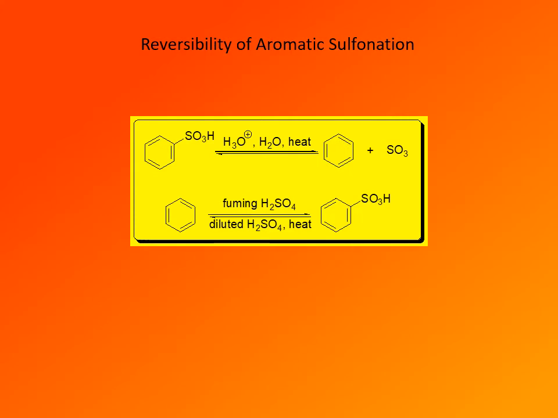So this is a reversible reaction. As you can see in the bottom equation, we can treat benzene with fuming sulfuric acid to obtain benzene sulfonic acid, and we can reverse that process by treatment of benzene sulfonic acid with dilute acid and heating it. That's convenient sometimes if we want to block a particular position on the benzene ring. We can introduce the sulfonic acid group and then remove it.